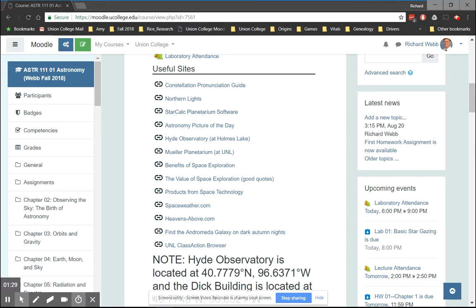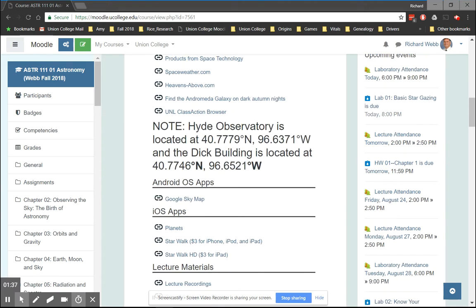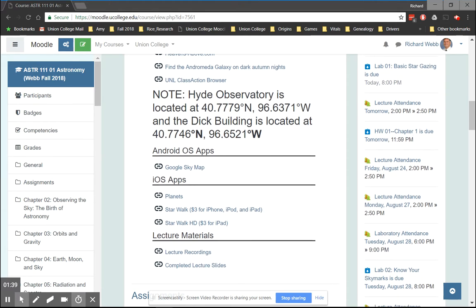StarCalc is planetarium software that's free that you can install on a computer. But of much more interest in that regard, if you have an Android phone, is Google Sky Map, which Google supports, that you can use on your phone. You can go like this and it'll show you what's in the sky and tell you what the constellations are, what the stars are. You can click and get information about the stars. There's a number of them.